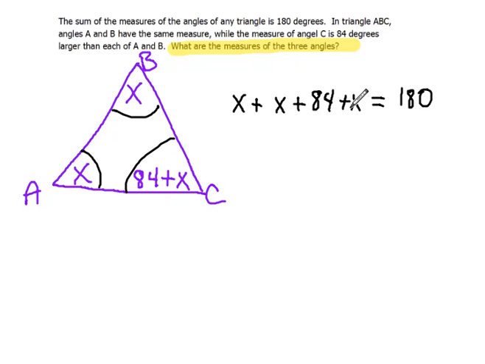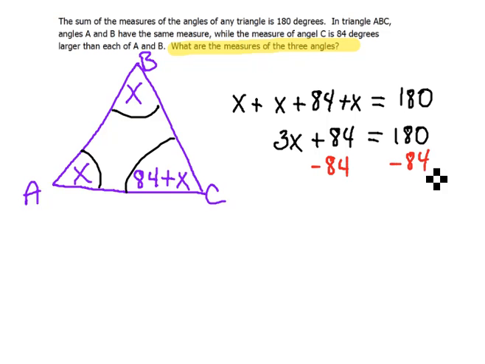So I can put together like terms. So we have 3 x's here, plus 84 equals 180. And then, again, there's nothing more to combine on each side of the equal sign, but now we can start moving things. So we want to remove this 84 and put it with the numbers on the other side. So we're going to do the opposite, which would be to subtract 84 from both sides. So now on the left we have 3x equals 180 minus 84 would be 96.